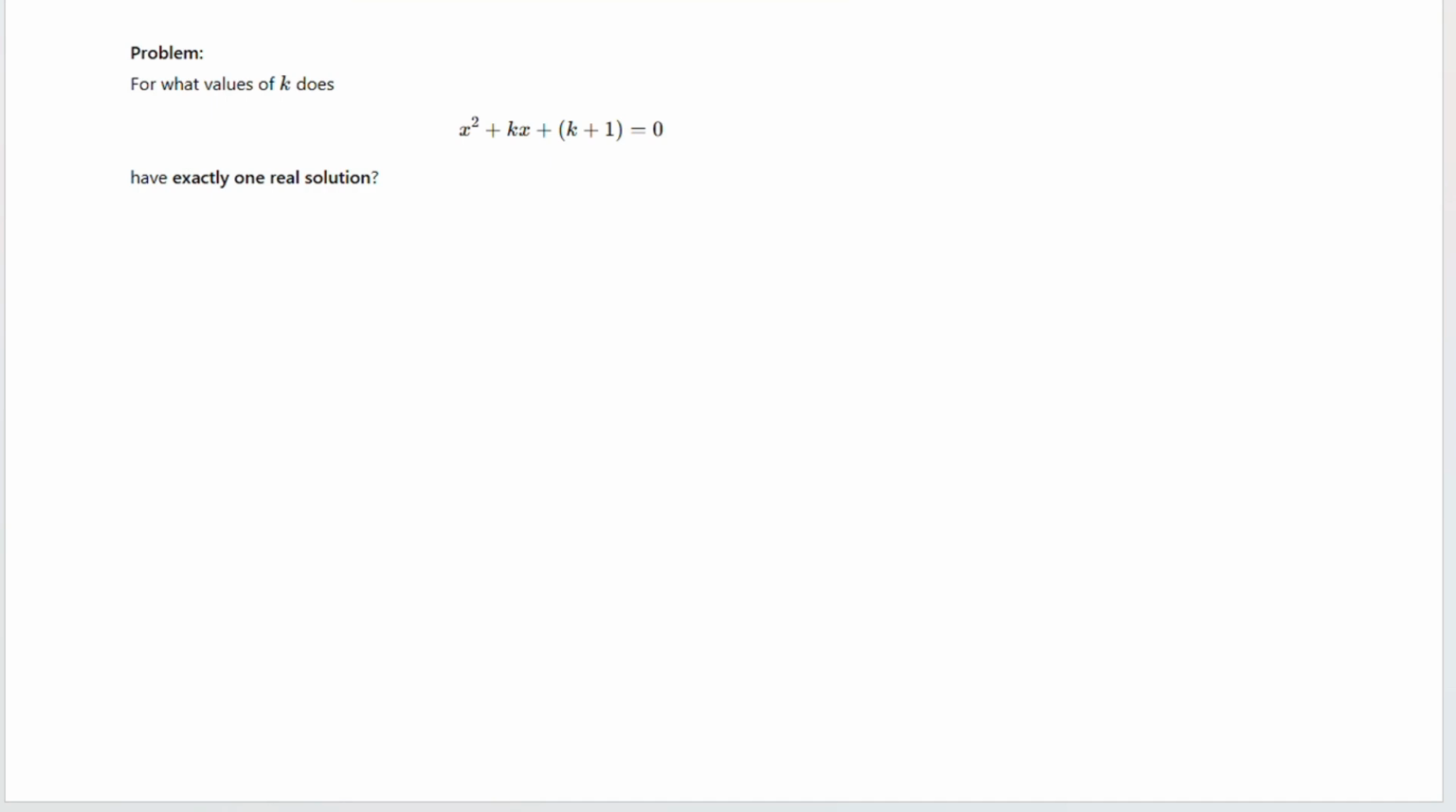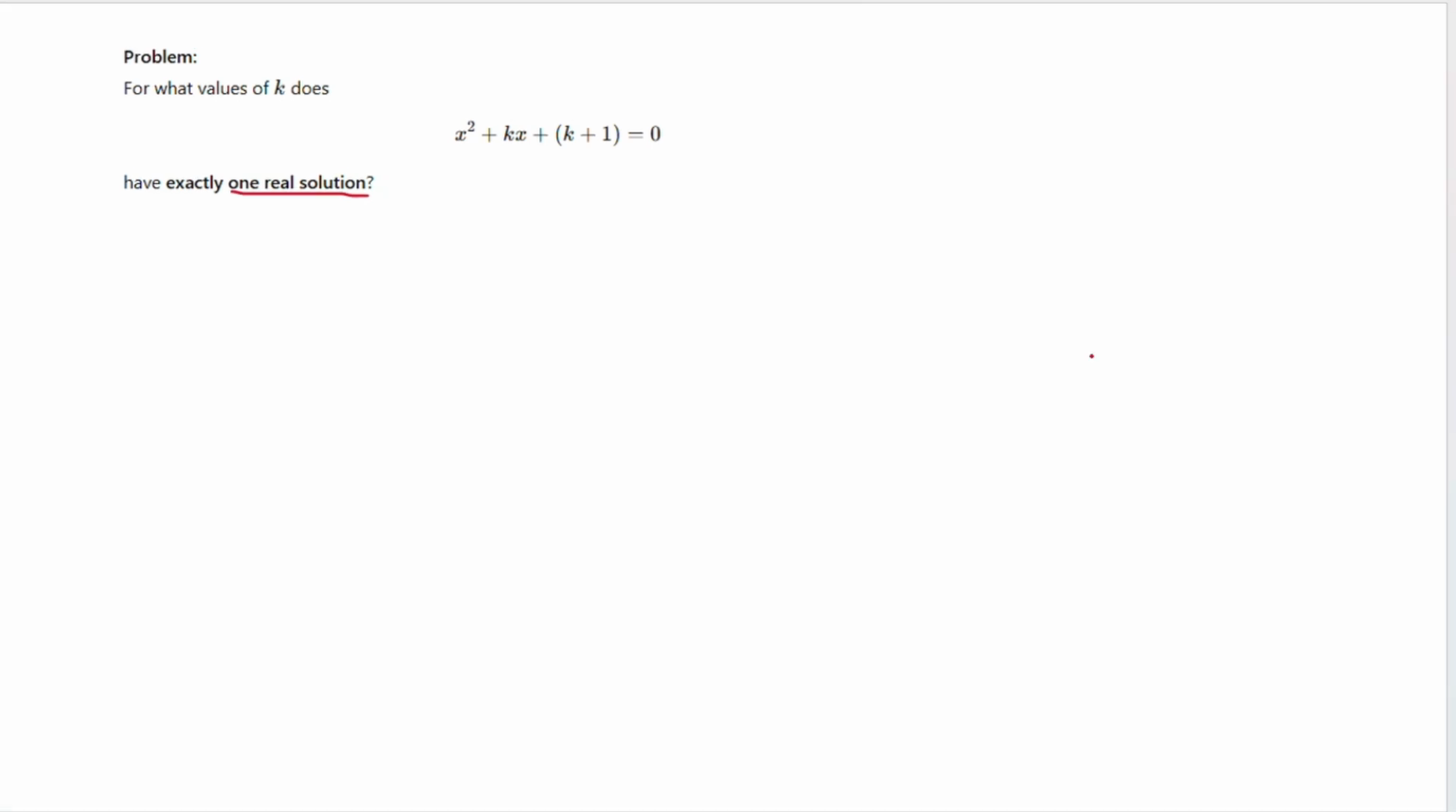So we have a question over here, and it says, for what values of k does x squared plus kx plus k plus 1 equal 0 have exactly one real solution? This is an example of an advanced question in Algebra 2, college algebra even, and this might even pop up in your PSAT or SAT for all you people out there taking the PSAT or SAT. So what we're going to focus on here is exactly one real solution.